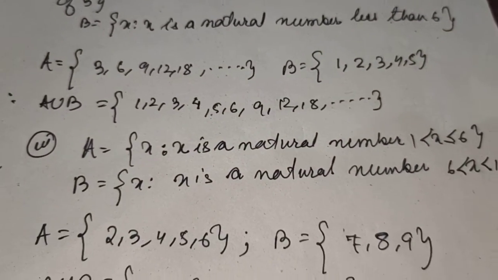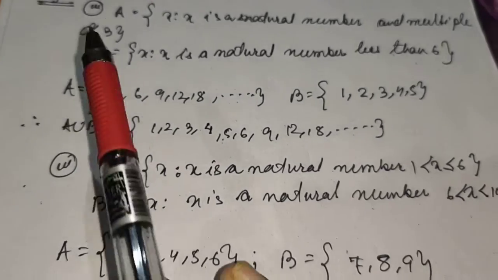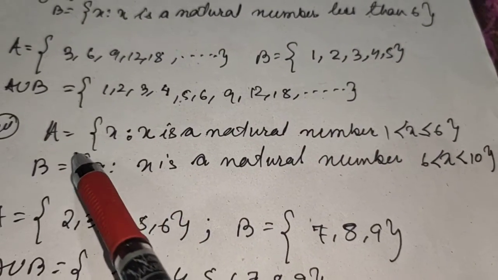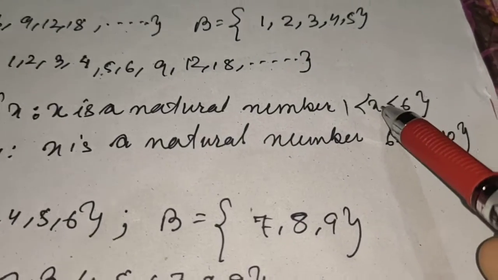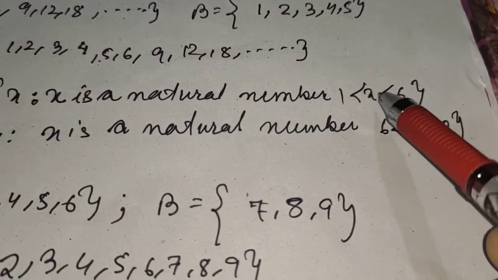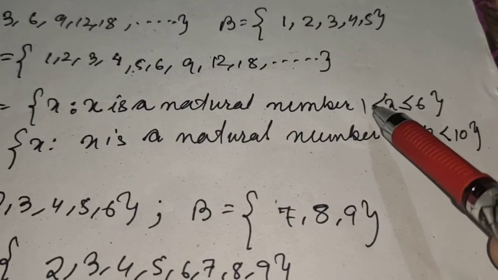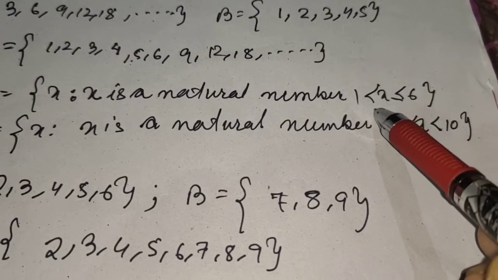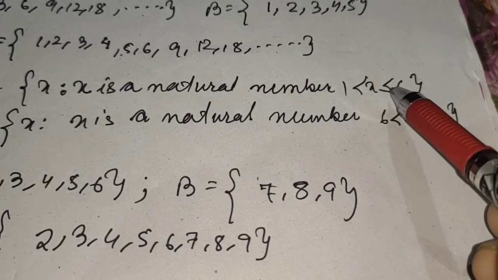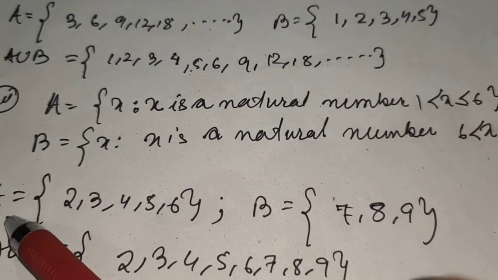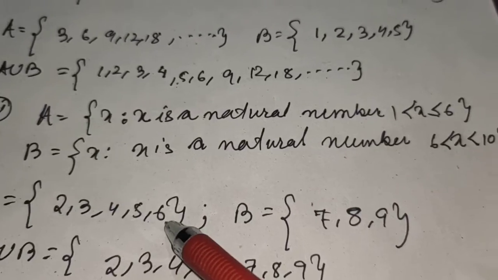Next question is question number 3, Roman 3 of question 1. The question is A, given that x such that x is a natural number and x is in between 1 and 6. How is it in between 1 and 6? You cannot take 1 because x is greater than 1 but less than 6. So you cannot include 1 but you can include 6. That is why A is 2, 3, 4, 5 and 6.